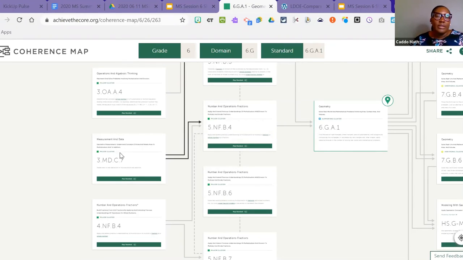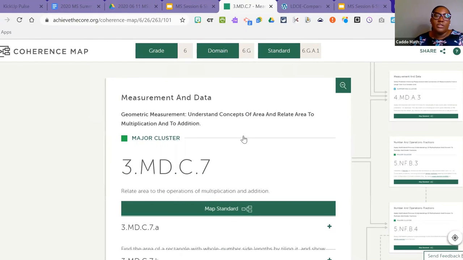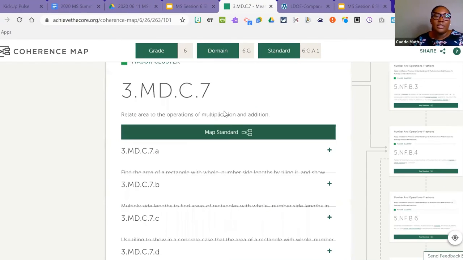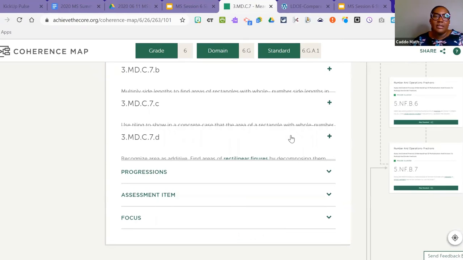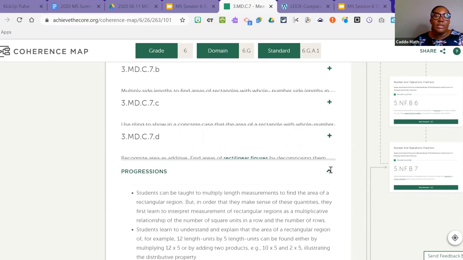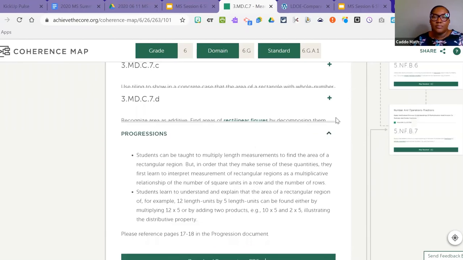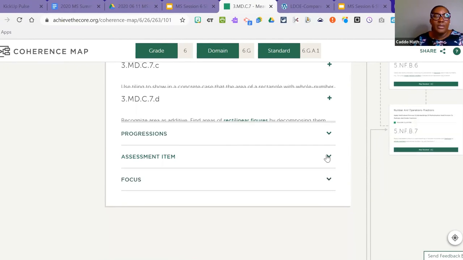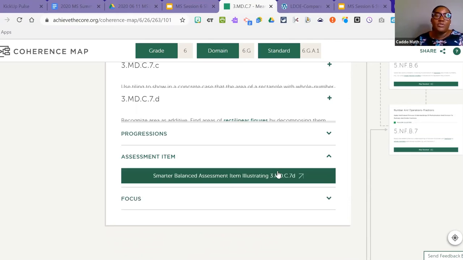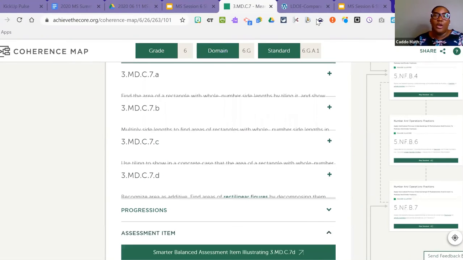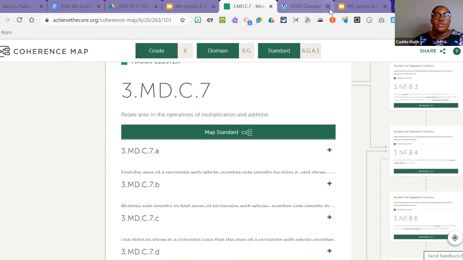So the coherence map can help us understand exactly what I need to do. And so if I click on this 3rd grade, which my curriculum is telling me it's focusing here, and I find that standard, I have progressions that I can look at to help me understand how can I embed this remediation. There's an assessment item here that I can probably reach back and grab, as Amanda stated, as possibly a diagnostic item, or just an item to help remediate with before the students go into the new learning.